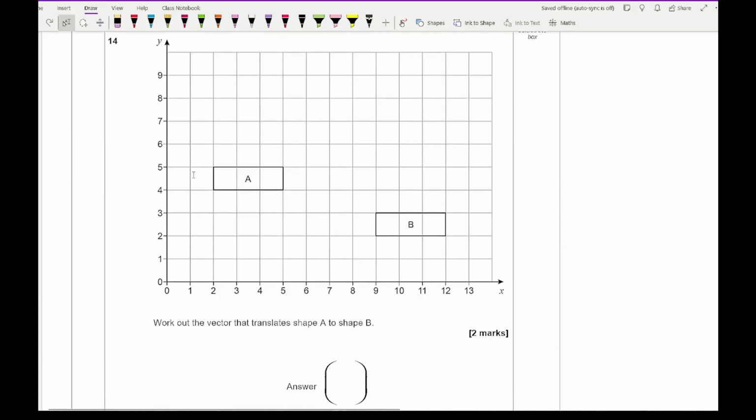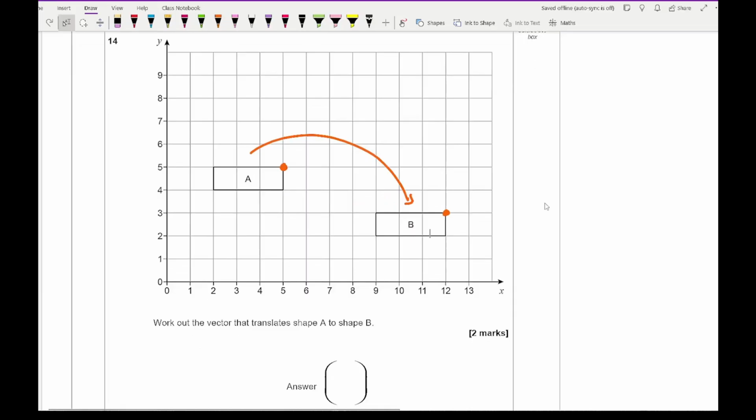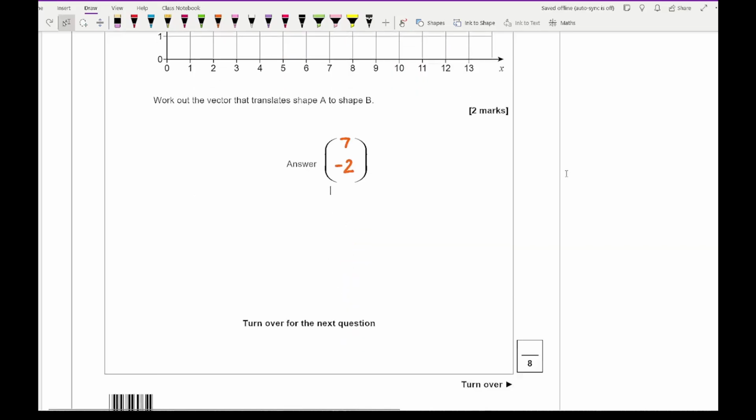So then moving on to question 14, it says work out the vector that translates shape A to shape B. So I'm going from this shape to this shape. Now when it comes to translations, you want to pick a point and pick the corresponding point on the new shape, and then work out the count. The top number is always the horizontal movement, so I'm going right 1, 2, 3, 4, 5, 6, 7. So top number is positive 7, and then I'm going down 2 places, so that's minus 2. So the column vector is 7, minus 2.